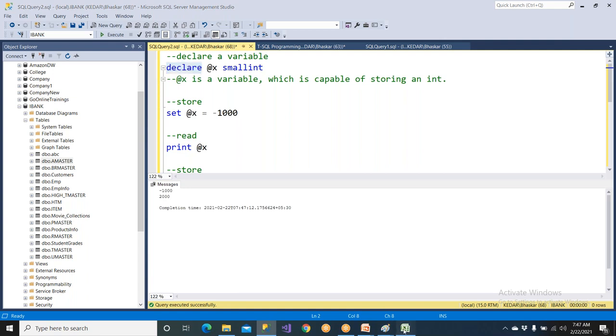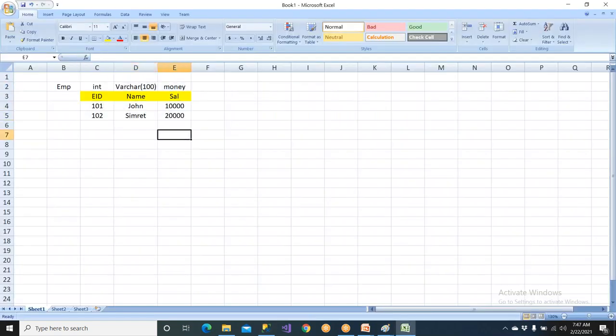So RAM is going to be having this value. If you wanted to send this data, I told you, you create three variables. So how do you create a variable? Declare @employeeID integer.